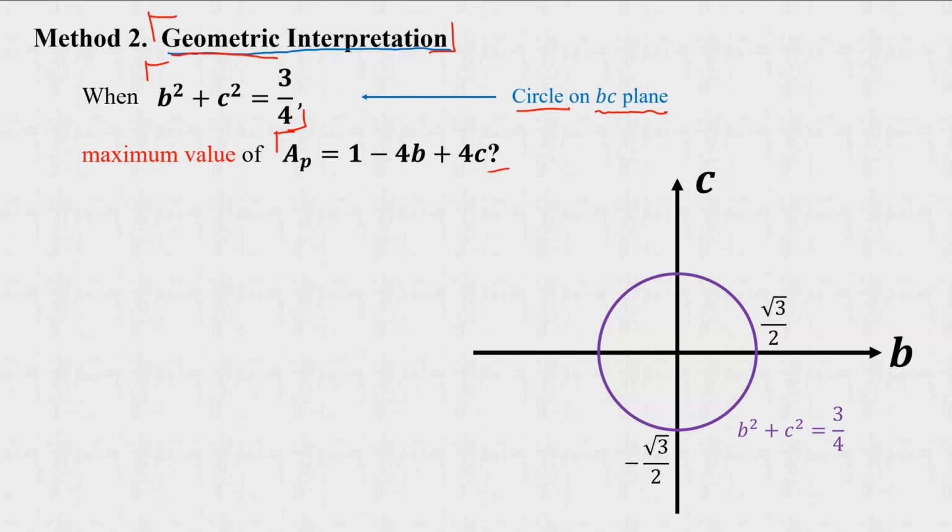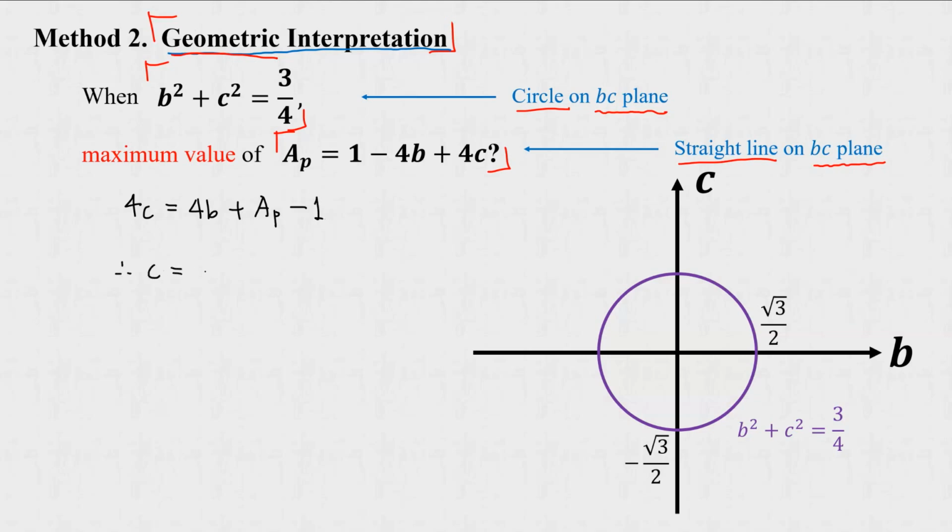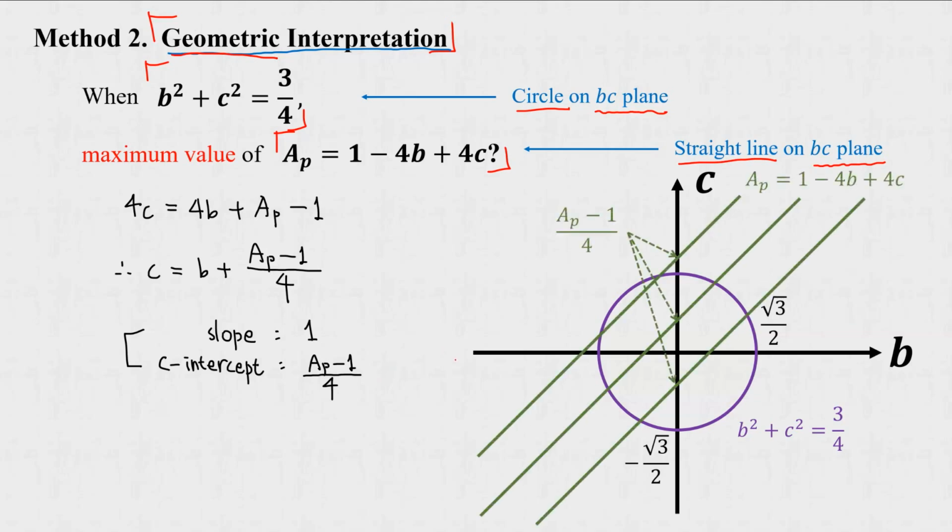What about AP equals 1 minus 4b plus 4c? Well, it is the equation of a straight line also on the bc plane. Notice that 4c is equal to 4b plus AP minus 1. Therefore, c equals b plus (AP minus 1) divided by 4. This is the straight line with slope 1 and c-intercept (AP minus 1) over 4. Therefore, we have a straight line with fixed slope and varying intercept.